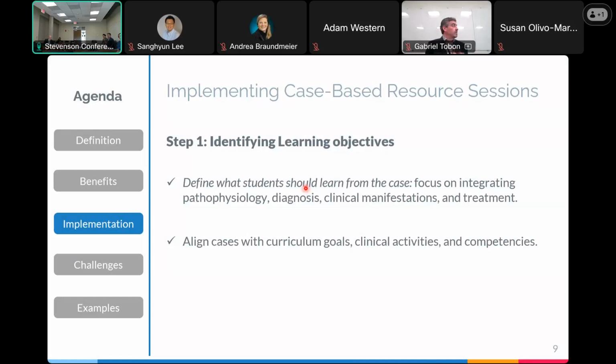The first one is identifying learning objectives. The first step is to define what the student should learn about the case. And as I mentioned before, it's extremely important to integrate pathophysiological aspects, physiology, biochemistry, clinical manifestations, and treatment. So probably it's a good strategy to build a case, or to implement a case, incorporating different disciplines. And another important step is to align the cases with the curriculum goals, the clinical activities, and competencies.